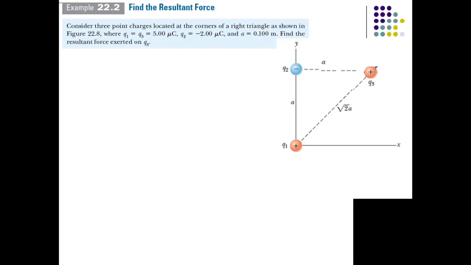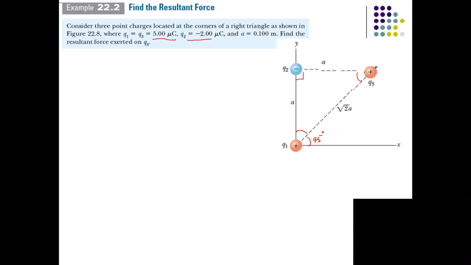Q1 and Q3 are positive, and each is 5 microcoulomb, so 5 multiplied by 10 to the power minus 6 coulomb. Q2 is negative 2 microcoulomb, and we have the value of A. If this is A, we know this angle is 90, and we know these angles are 45. We're going to need this in the solution. Now find the resultant force exerted on Q3. So we need to find the total force exerted on Q3.